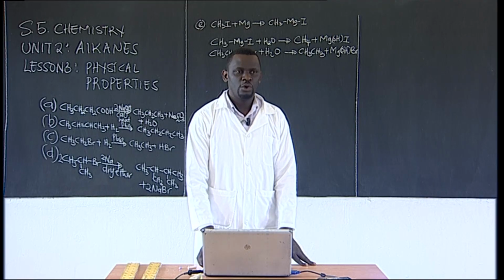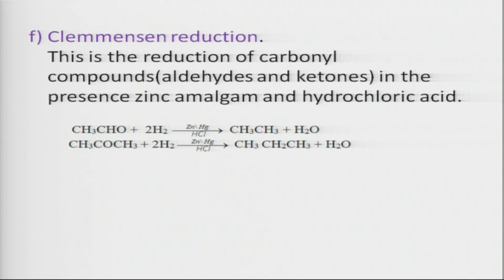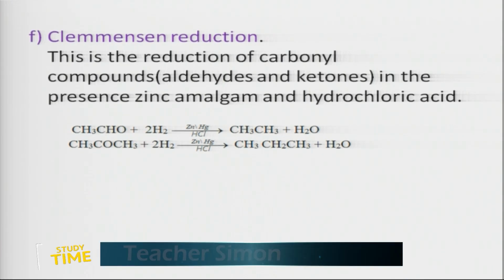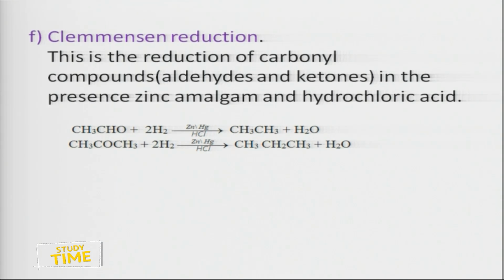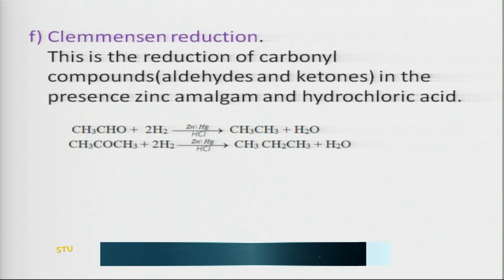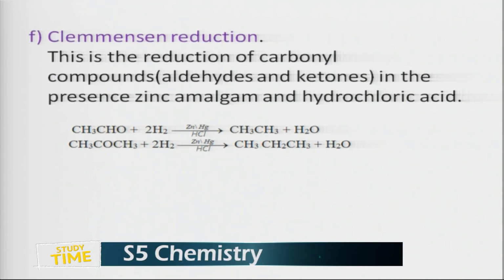Then we also have another one. We are going to call it Clemmensen reduction. Here we reduce carbonyl compounds, again in the presence of hydrogen. But this time, this hydrogen is produced by zinc mercury amalgam in the presence of hydrochloric acid. So it produces hydrogen, which will reduce our carbonyl compounds to alkanes.